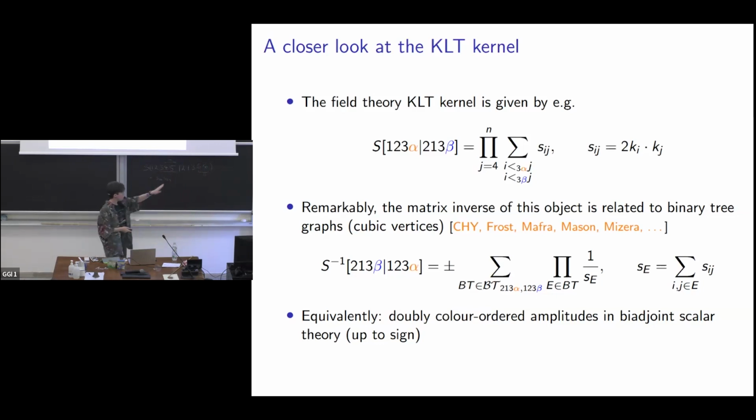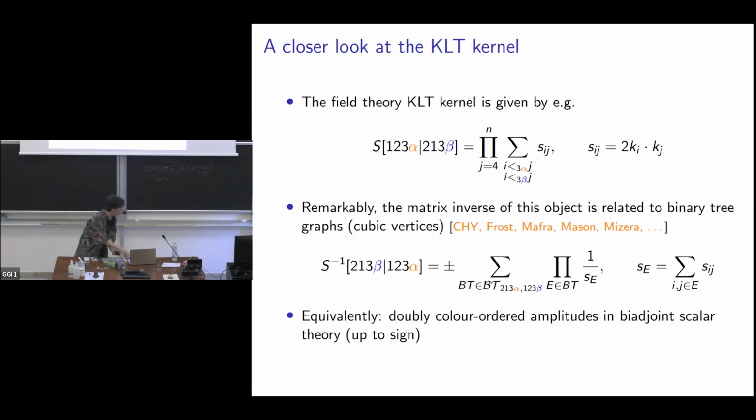If you evaluate these for all of the color orderings in your bases and view it as a matrix over these bases of color orderings, then the matrix inverse of this is related to binary tree graphs that are planar with respect to both of these orderings. Here BT denotes the binary trees that are planar with respect to those orderings, and then we have the propagator products over this particular tree.